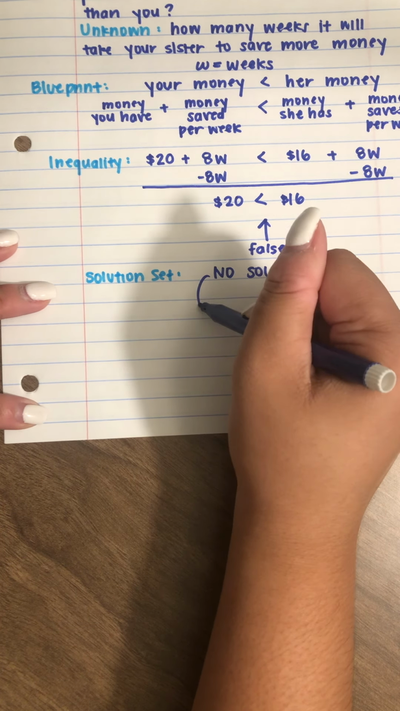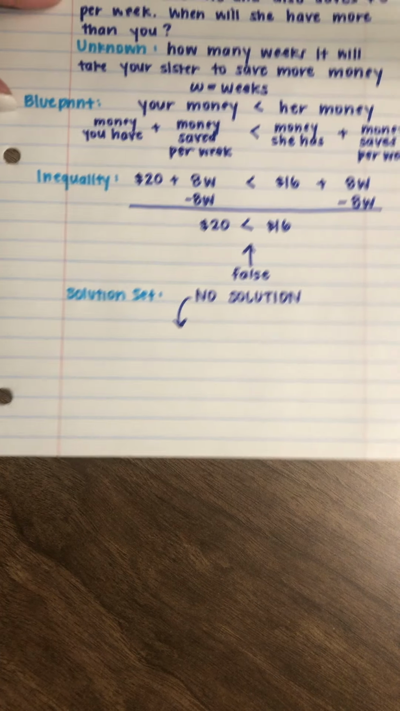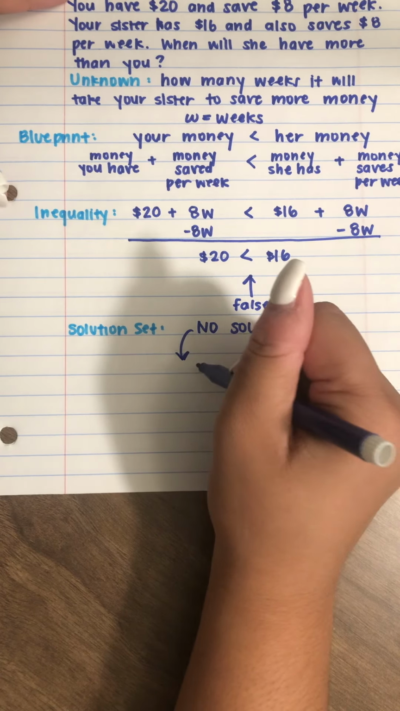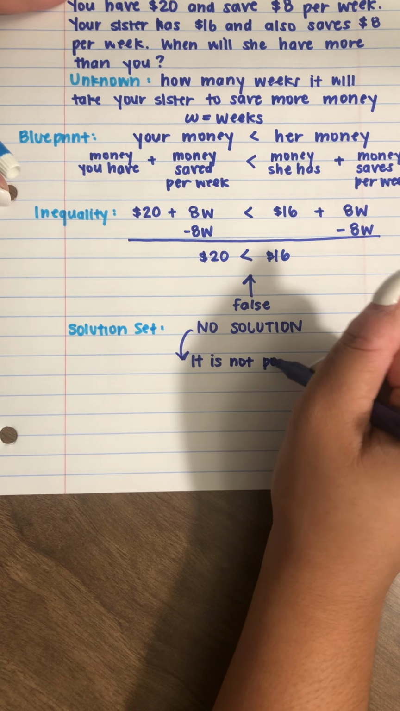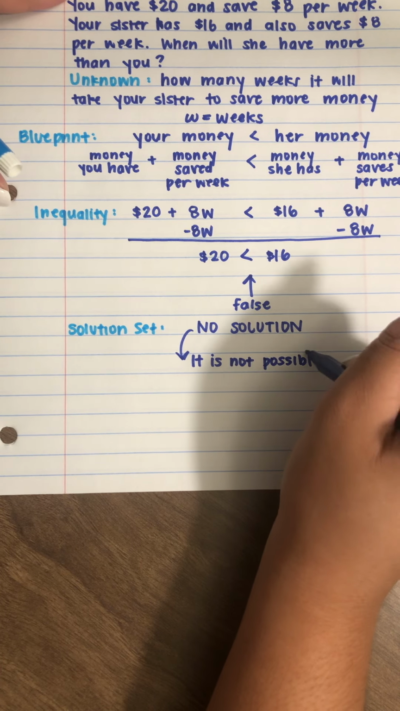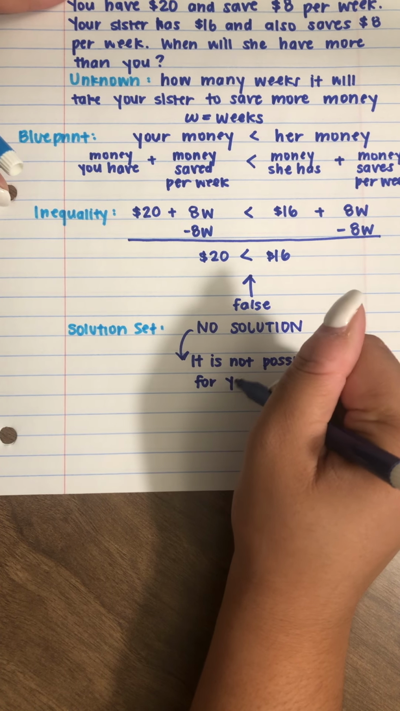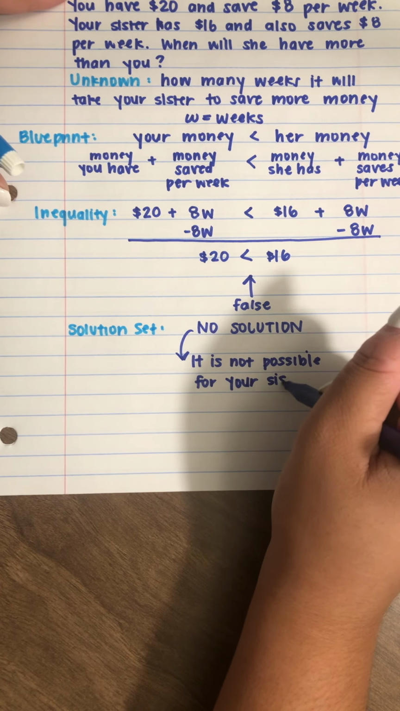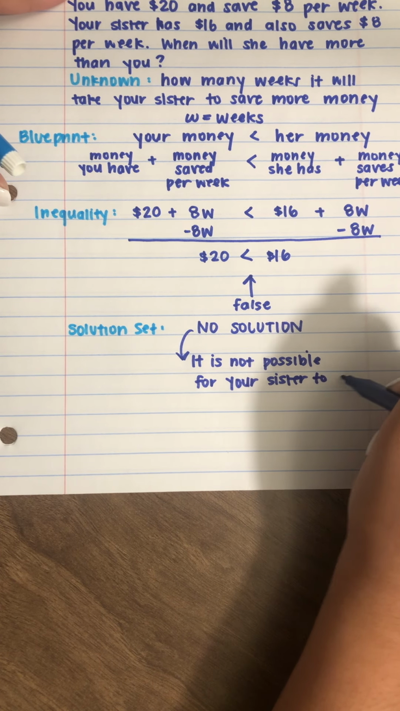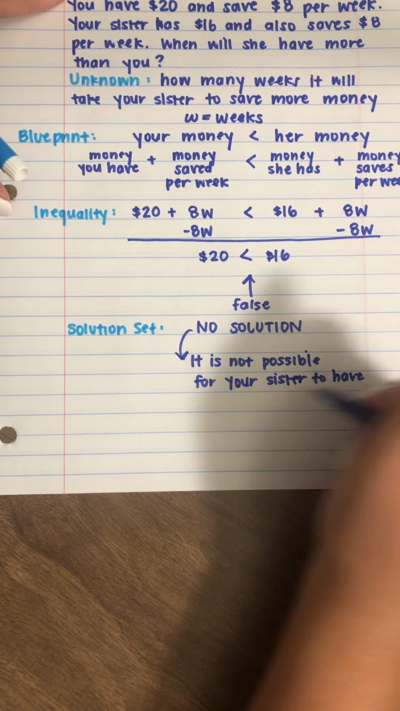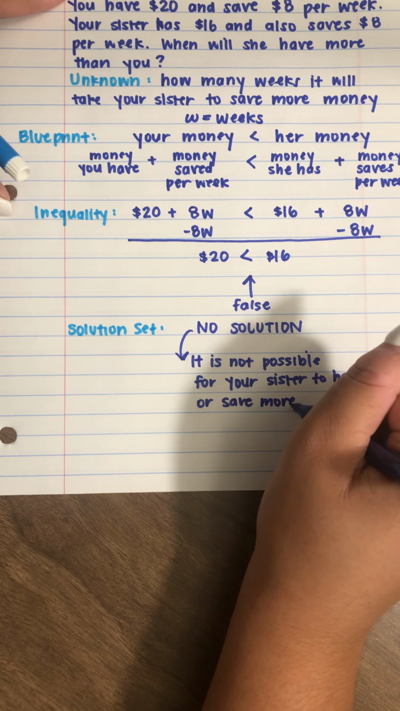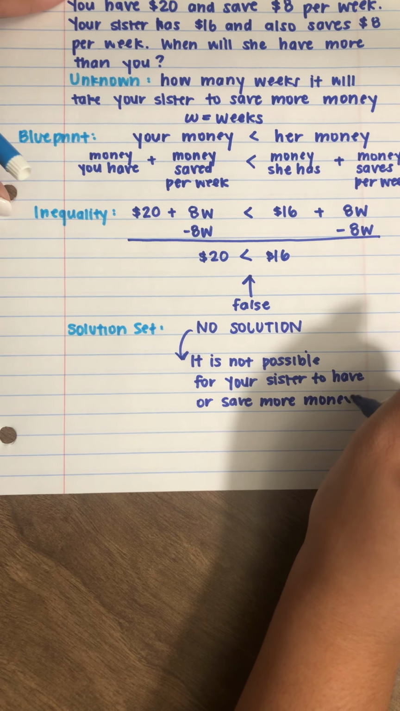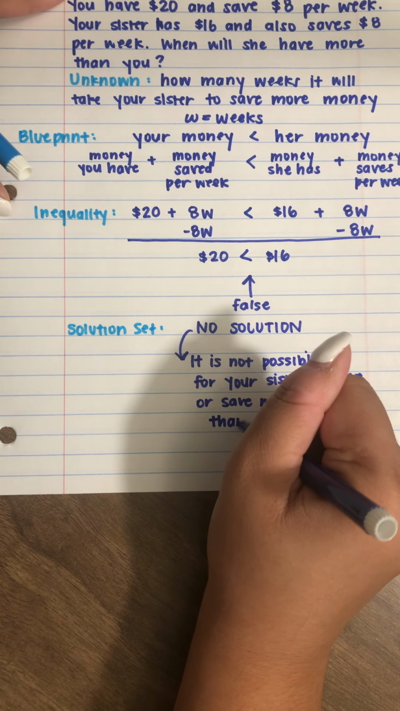And what this means, you guys, in the context of this problem, is that it is not possible for your sister to have or save more money than you.